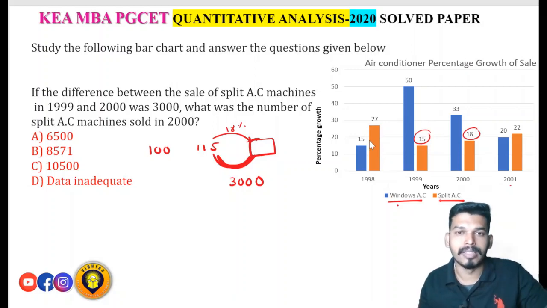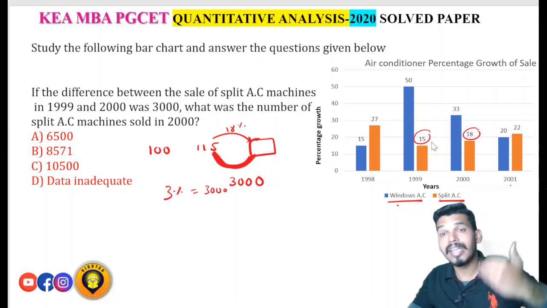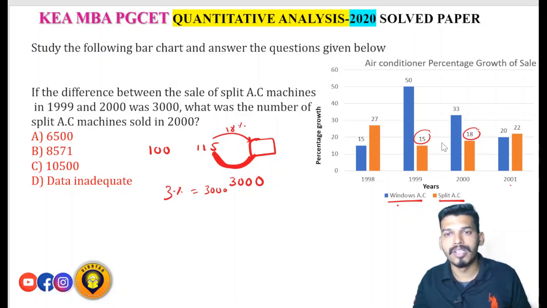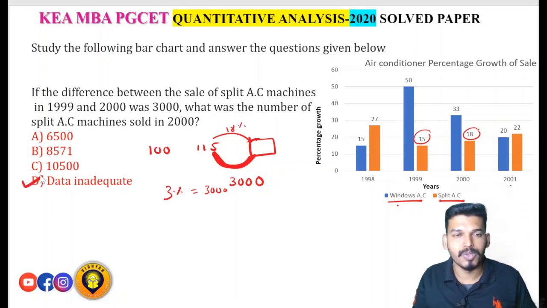But the problem here is that we don't know the base value. Suppose if they had given the previous year's value or some value, then we could have easily found the values. Okay, here they have just told the difference is 3000. Just because they told the difference is 3000, we cannot consider it as the 15% and 18% difference and take 3% equals 3000, we cannot do that. Because this is successive increase, 15% increase, next again 18% increase. Okay, so you cannot get the actual value here. So therefore the given data is inadequate, so the answer will be option D, data inadequate. Clear?